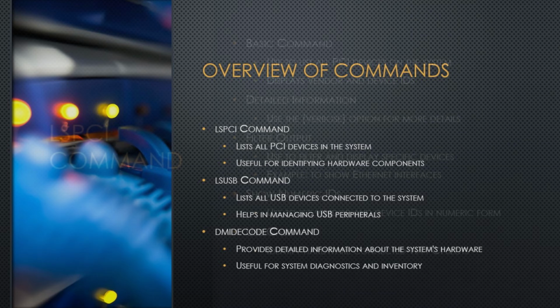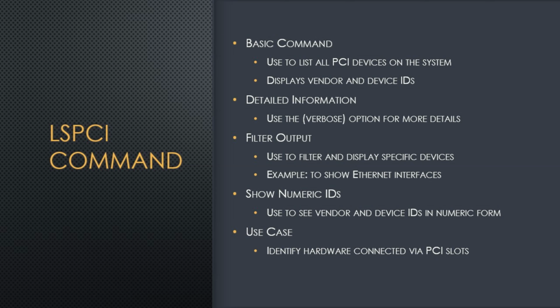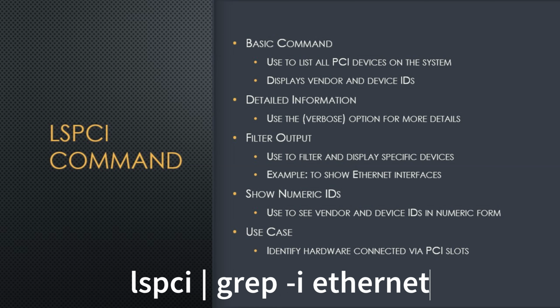The lspci command will output a list of all PCI devices detected by the system, along with their respective vendor and device IDs. To get more detailed information about each PCI device, use the -v verbose option. To filter and display only specific types of devices, for example network devices, you can use lspci | grep Ethernet. If you need to see vendor and device IDs in their numeric form, which is useful for identifying unknown devices, use lspci -n.